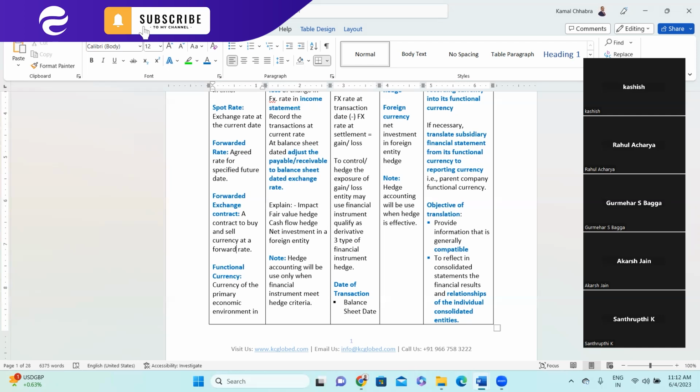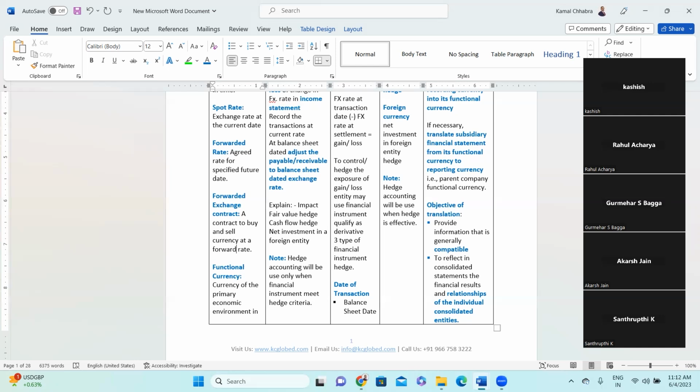A contract to buy and sell currency at the forward rate. For example, Kashish has a loan of, let's say, 100,000 rupees in India, and I have a vendor to pay $1,500 in the USA. So we both can agree that Kashish, you can pay $1,500 to my vendor, and I'll pay 100,000 rupees to your Indian banker after 60 days. So that is also a contract to buy and sell the currency at a future date. That's called a forward exchange contract. Make sense? Yes. Santrupti, Rahul? Yes, sir.